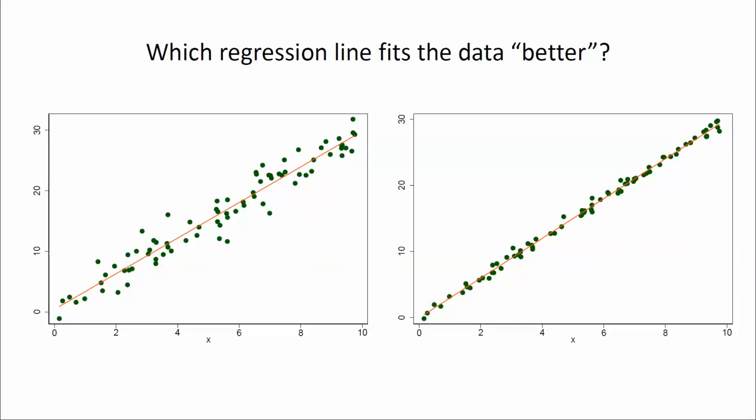I'm gonna say most people would say the graph on the right. Now, why is that? Both times the relationship seems linear, but it looks like the residuals on the right-hand side are a lot smaller.